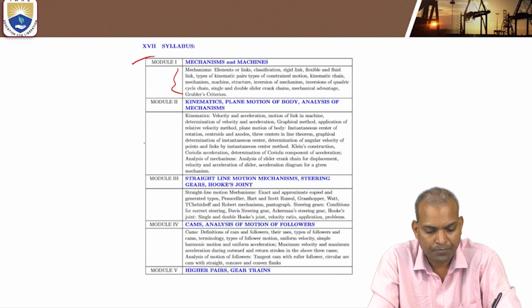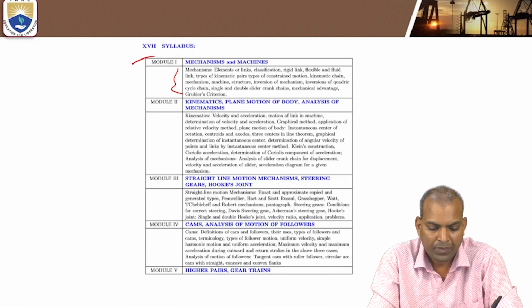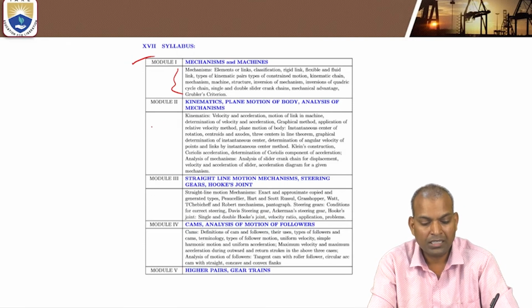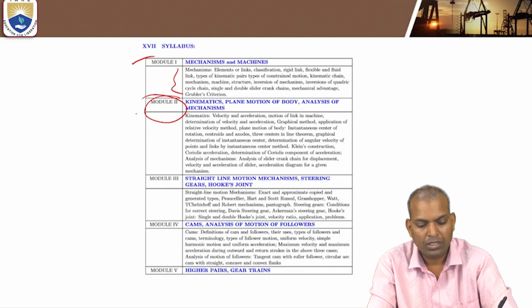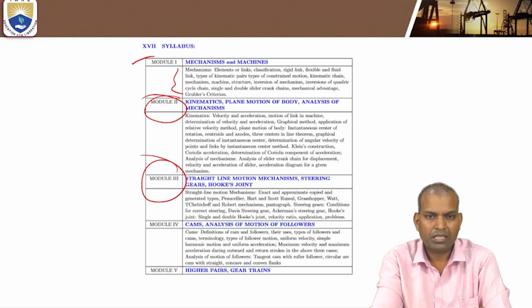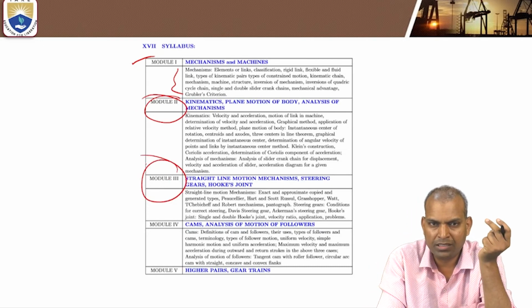So these are important. In case of I-centers, what is centrode, what is axode, and the three centers in line theorem. This is module 2. Coming to module 3, the subtopics are straight line motion mechanisms, steering gears and Hooke's joint.